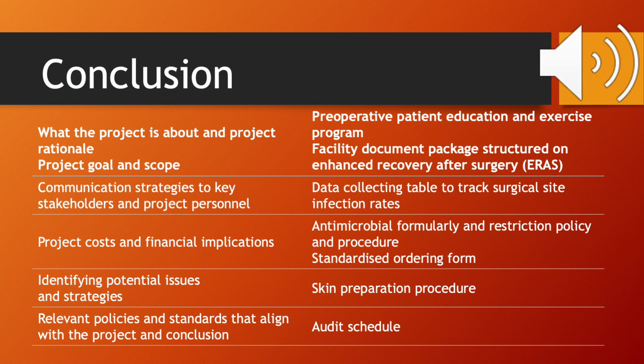In conclusion, we discussed what our project is about, and that's the reduction of SSIs for total knee and hip replacement patients, our project goal and scope, our pre-operative patient education exercise program, and our ERAS, our communication strategies to key personnel stakeholders and project personnel, data collection table to track surgical site infection rates, project costs and financial implications, an antimicrobial formulary, identifying potential issues and strategies, skin preparation procedure, relevant standards that align with our project, and conclusion.